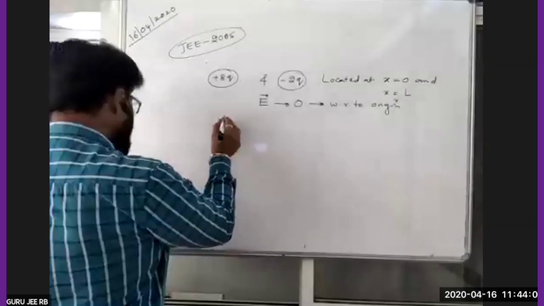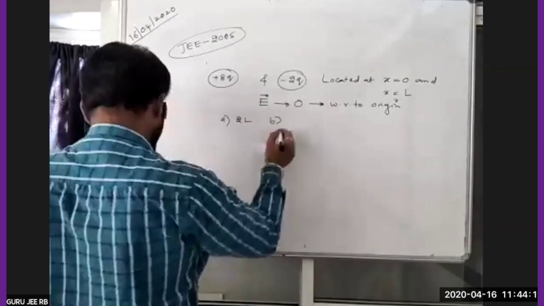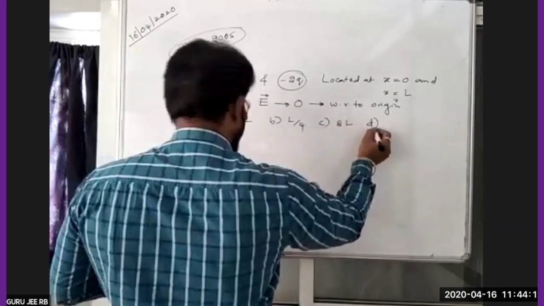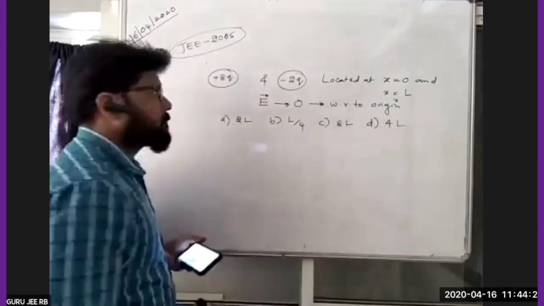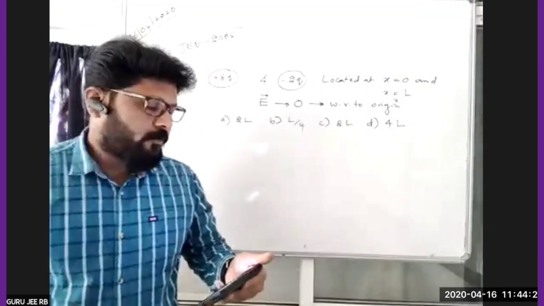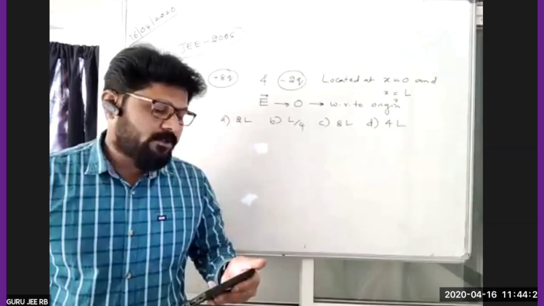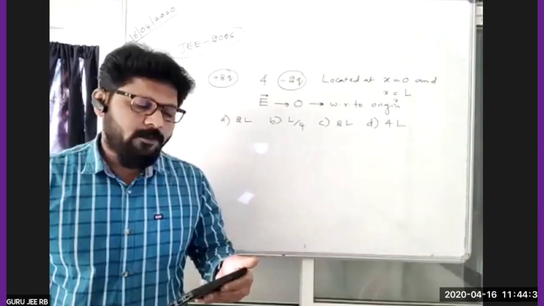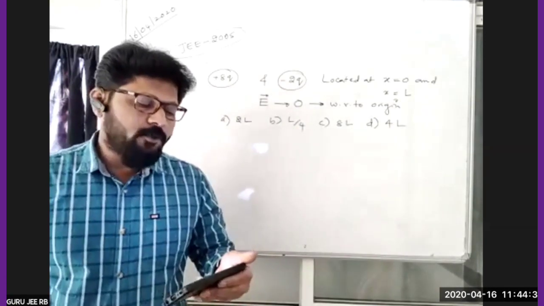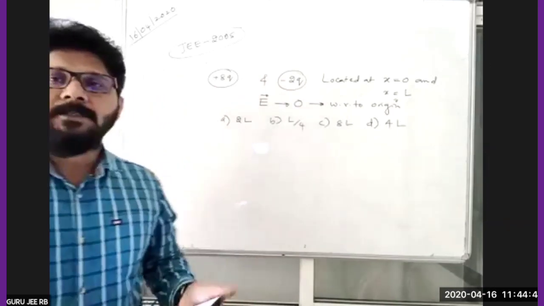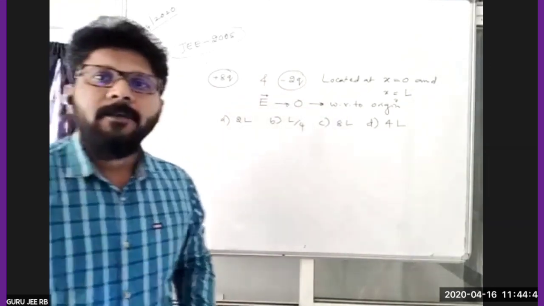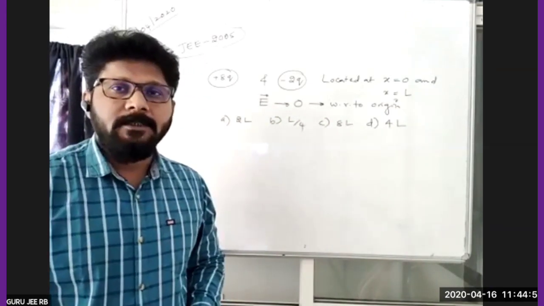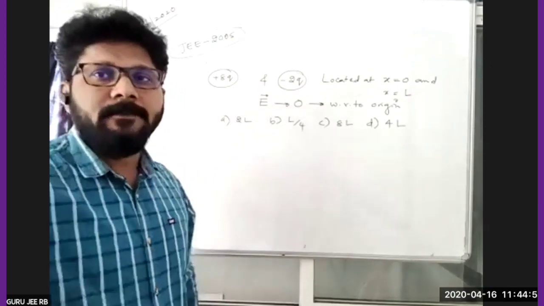The options are: A, 2L; B, L/4; C, 8L; and D, 4L. Let me read the question once again. Two point charges plus 8q and minus 2q are located at x equal to 0 and x equal to L respectively. The location of a point on the x-axis at which the electric field due to these two charges is 0 should be calculated with respect to the origin. I'll give 3 minutes. Just try the problem. If you get it, then okay. Otherwise, we'll discuss it once again.